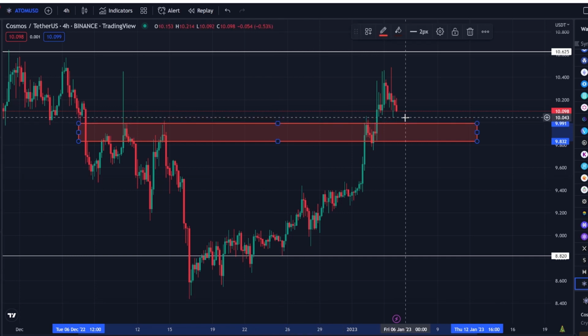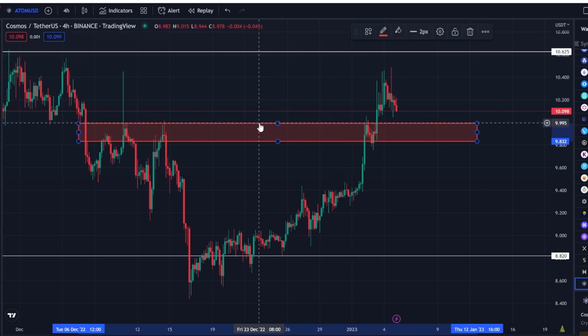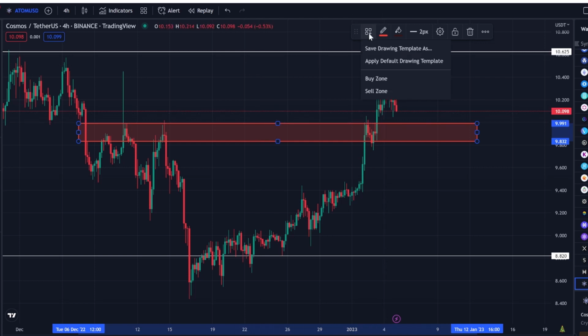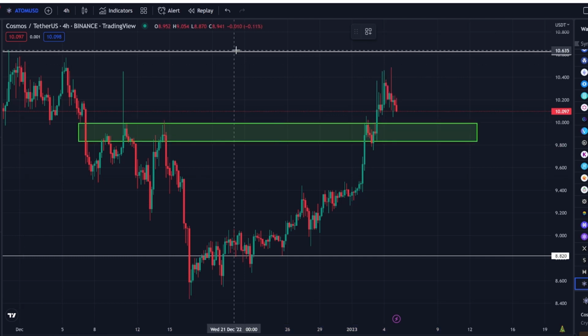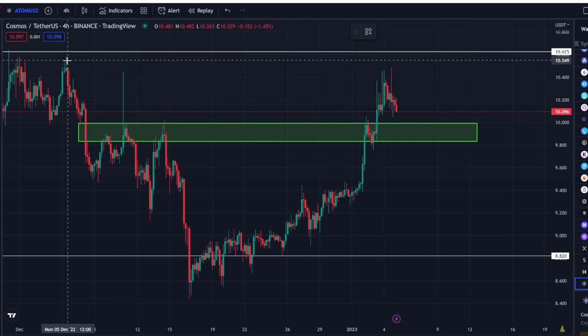Since this range is beneath the price, that would be a support zone. So I like to put those in green and go over here to templates. And then you can create a template. I'll be showing how to do that in another video. And we have another range of resistance up here.